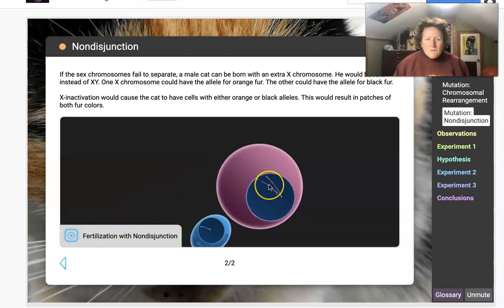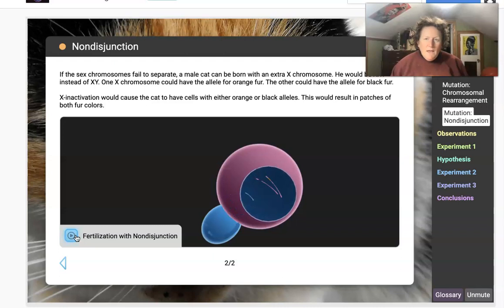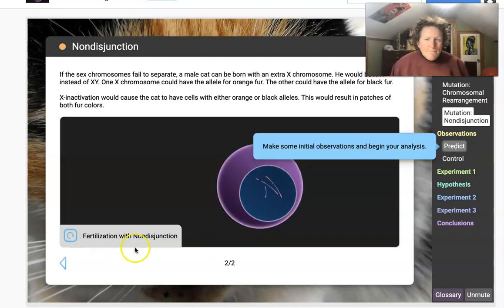So mom could have 2 X's because things didn't separate right in meiosis, and dad could contribute a Y, and so the resulting cat is a male cat because it has a Y chromosome, but it has 2 X's. And in humans, that's called Klinefelter syndrome.